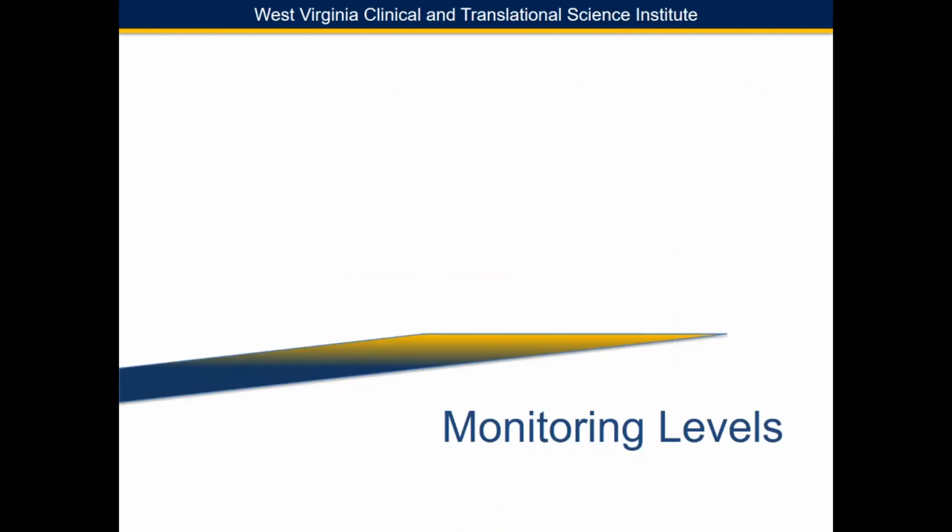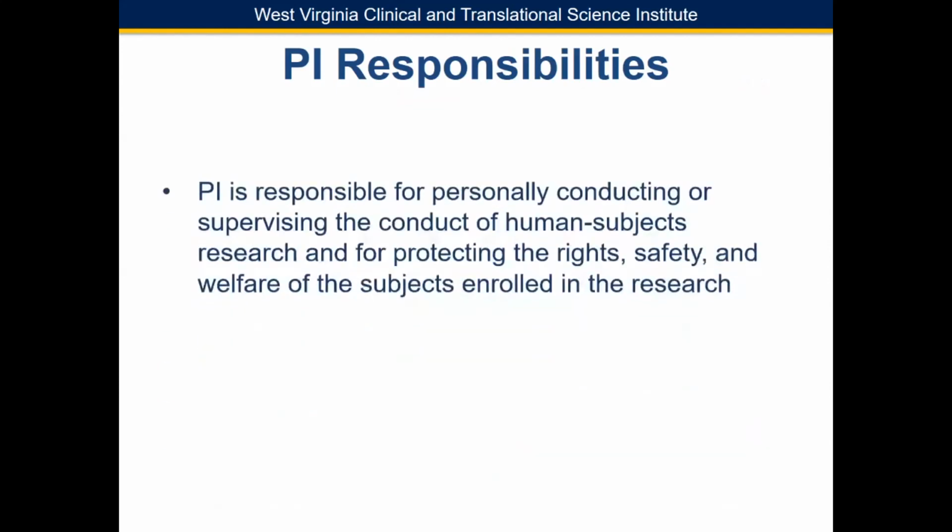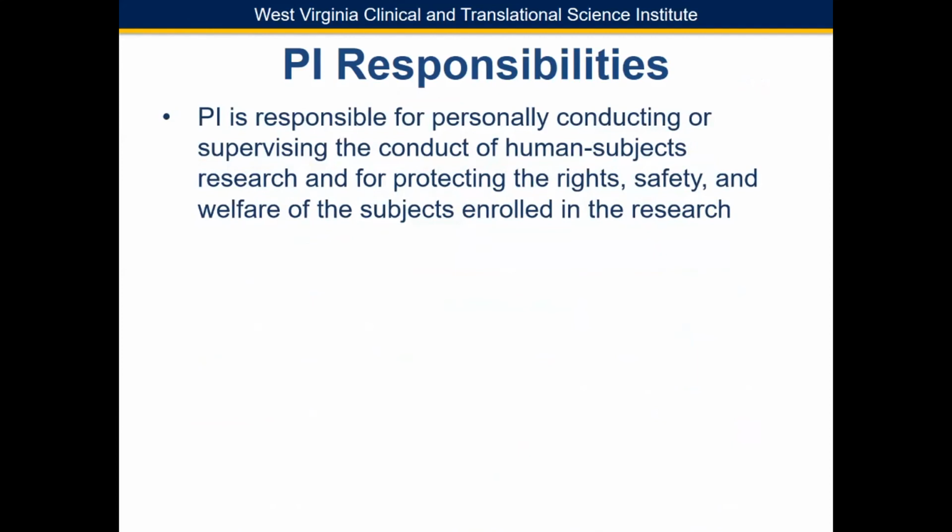So let's look at monitoring levels. PI responsibility, so my principal investigator's responsibility. The PI is responsible for personally conducting or supervising the conduct of human subjects research and for protecting the rights, safety, and welfare of the subjects enrolled in the research. So the PI is ultimately responsible for all aspects of the trial, including safety. The inclusion of other reviewers does not relieve the investigator of his or her responsibility. So they can't say, well, we have a DSMB, they'll take care of that. Ultimately, that PI still has that responsibility.